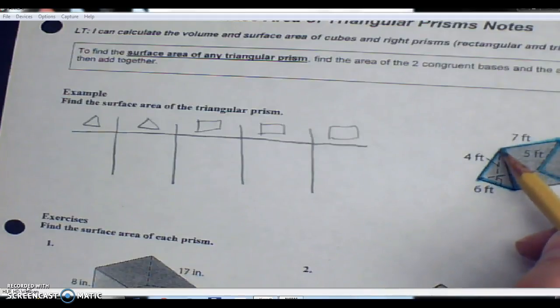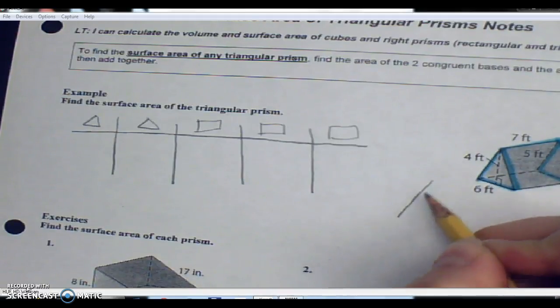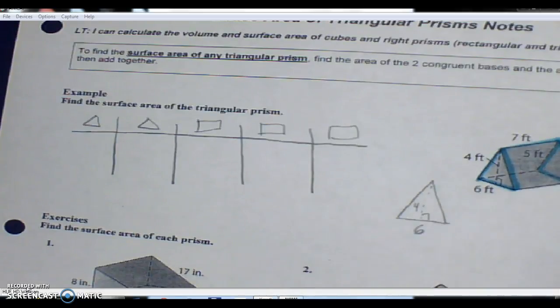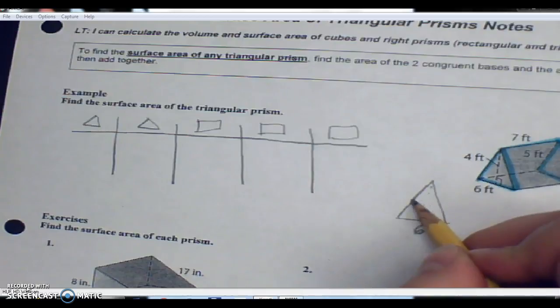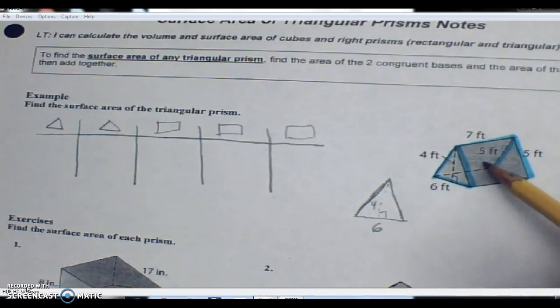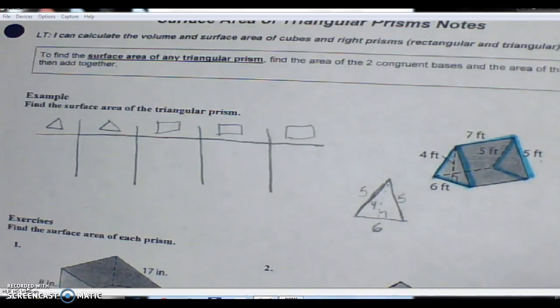So when I look at this, I see my triangular base. I'm going to go out to the side and draw my triangle, and I'm going to label it. It has a base of 6. It has a height right here of 4. And then my 2 sides of my triangle are over here. If I look over on my figure, I see a 5 feet and a 5 feet. So this is an isosceles triangle. It's a 5 by 5 by 6 triangle with a height of 4.